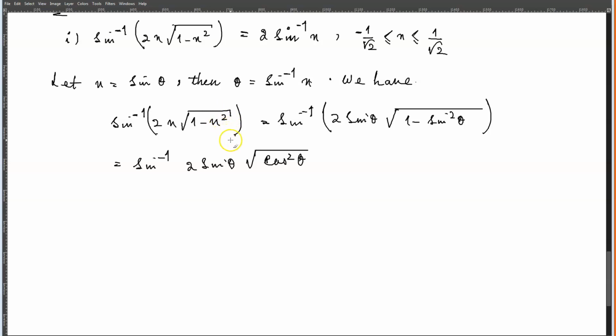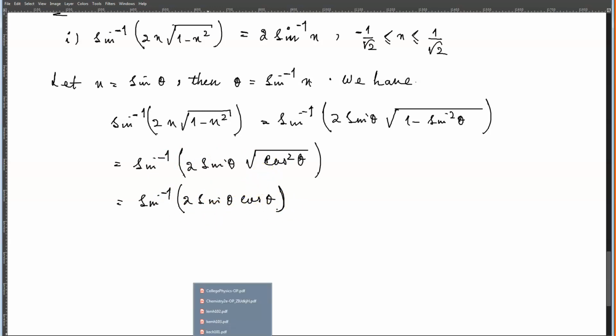So then I can write this as the sine inverse of 2 sine theta times the square root of cos squared theta, which is the same thing as the sine inverse of 2 sine theta cos theta, right? And now 2 sine theta cos theta is equal to sine 2 theta, I suppose.